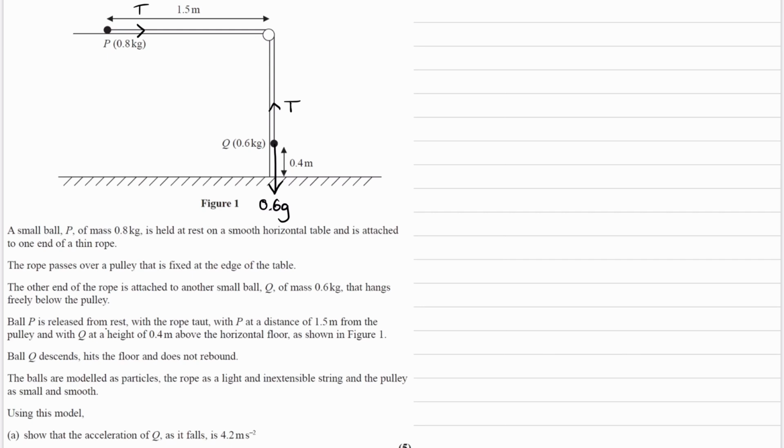We're told the ball is released from rest, so we know that u is equal to 0, the initial speed. The rope is taut to begin with. We have some distances as well. We're given the 1.5 meters that P is from the pulley, and then we're also given the 0.4 meters that Q is from the ground. It says Q hits the floor, and it does not rebound. And then we have our modeling assumptions here, so they're fairly standard stuff. Balls are modeled as particles, the rope is light, inextensible, the pulley is small and smooth.